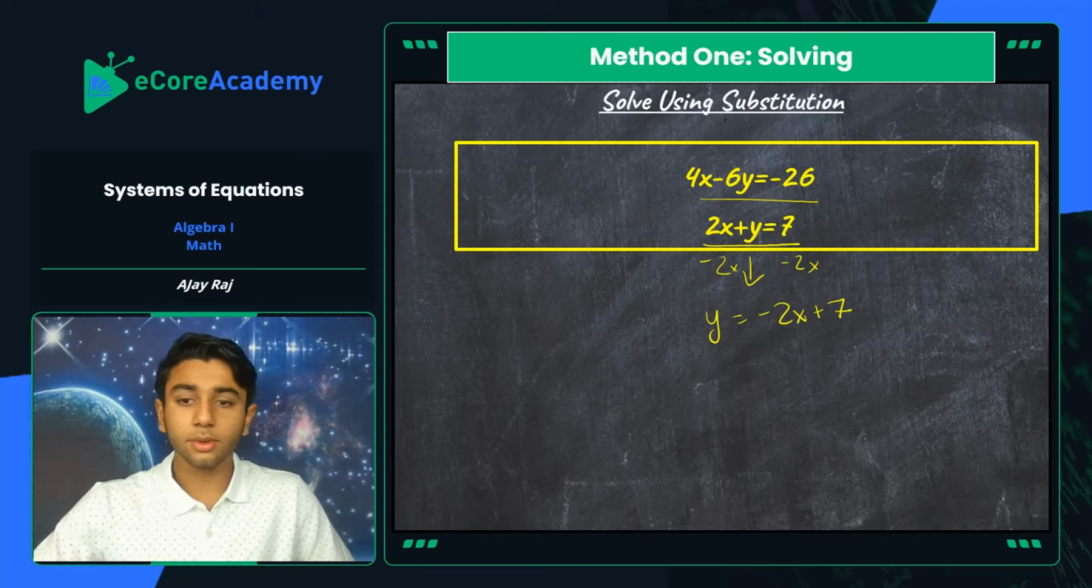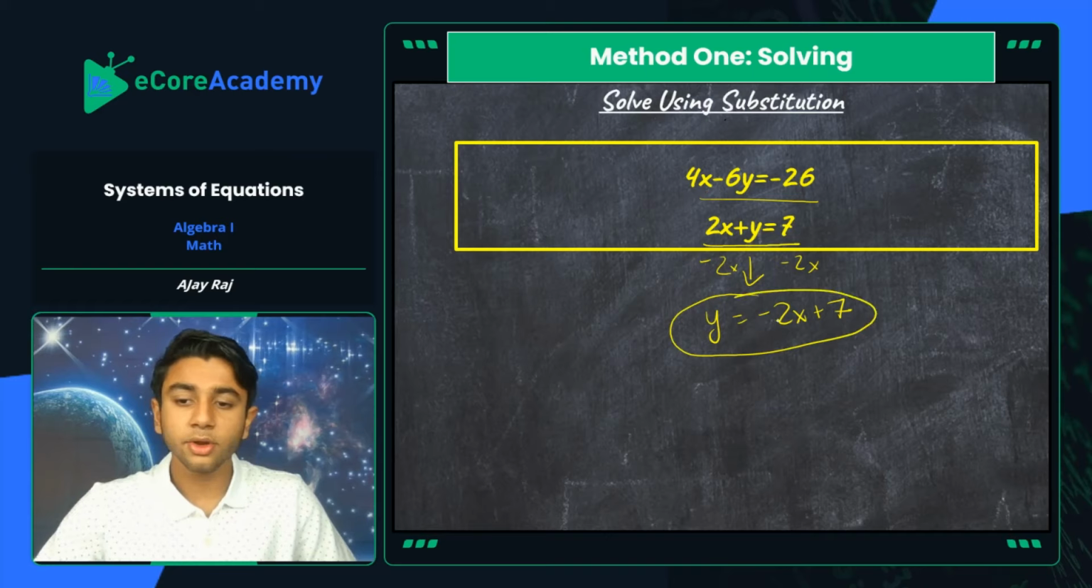All right, and then up top here, we have 4x minus 6y equals negative 26. Now that we've essentially solved for what y is, we can merely plug this value in for y in this equation in order to isolate our x variable.